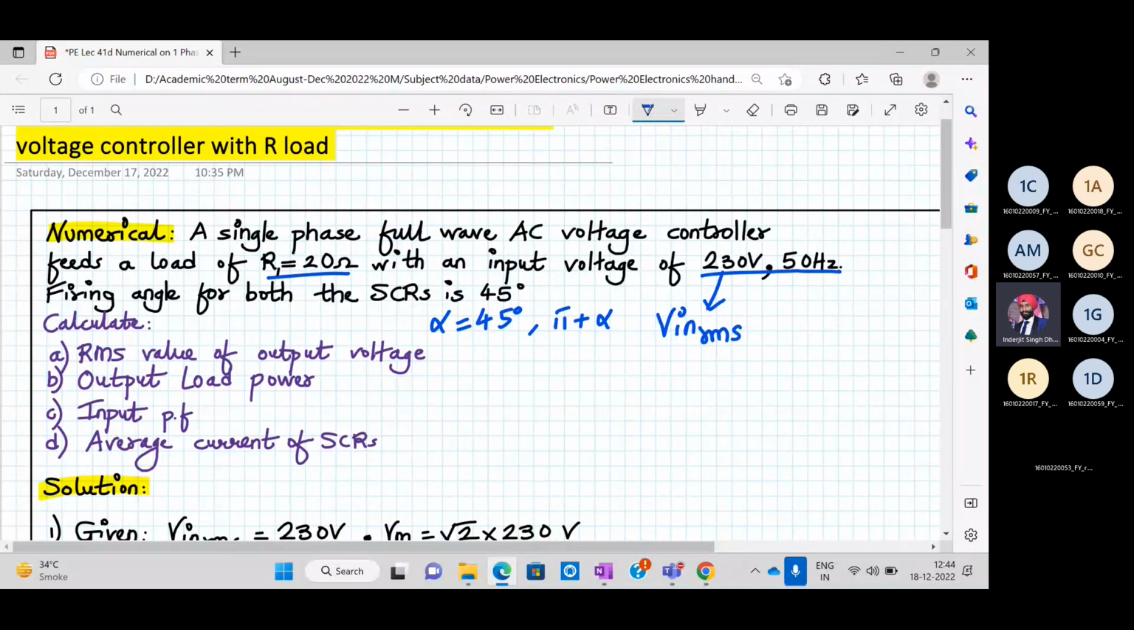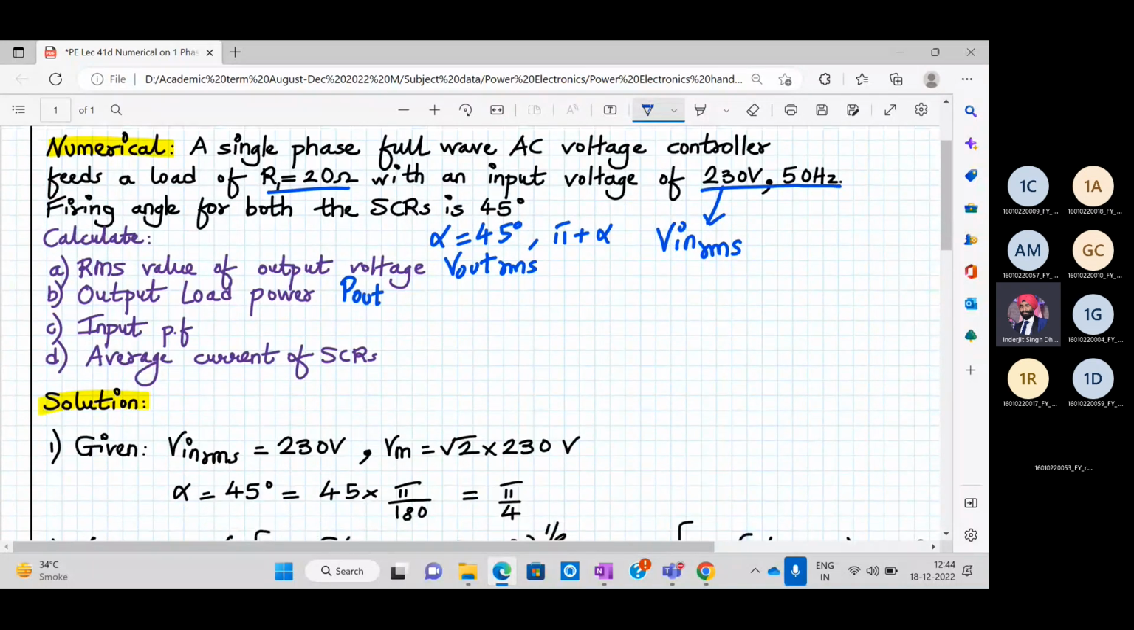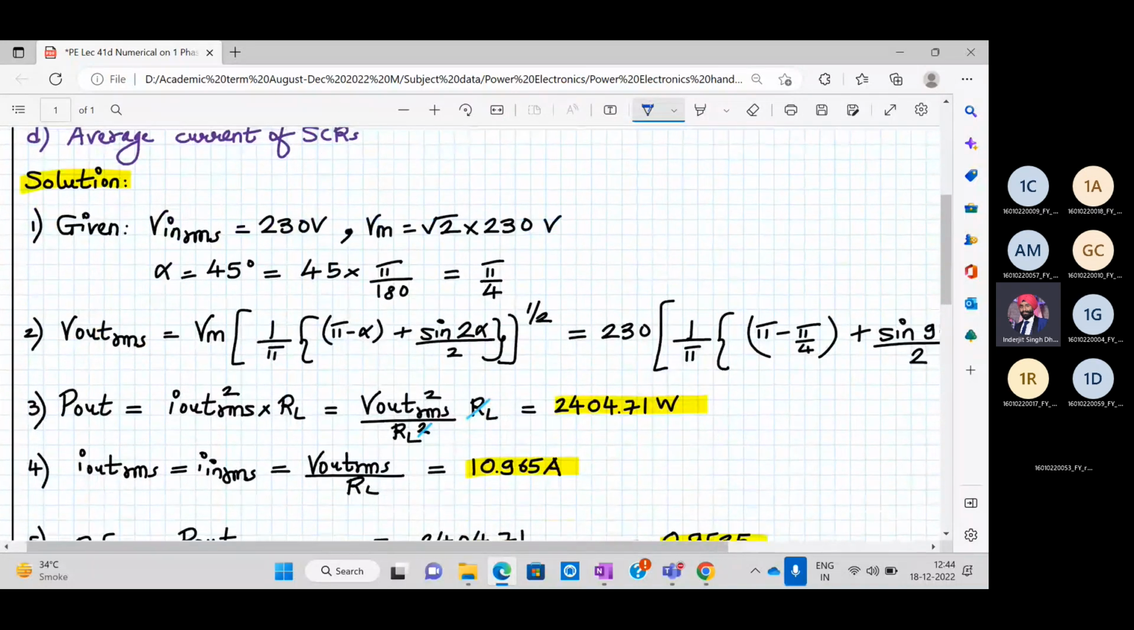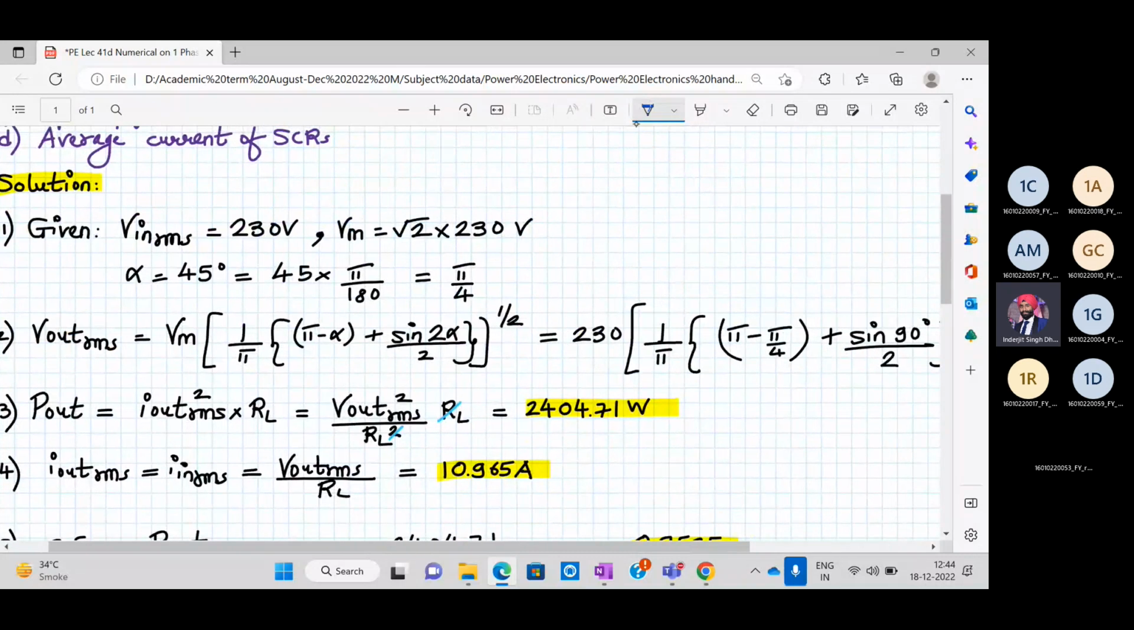Okay, so that way they are saying the both firing angle is same. So you have to calculate the RMS value of the output voltage, that is V out RMS, then the output load power P out, which we can consider as I out RMS square into R, then the input power factor and average currents of the SCR. So please complete this numerical whenever you get the time. Right now just go through it. Just listen along with me.